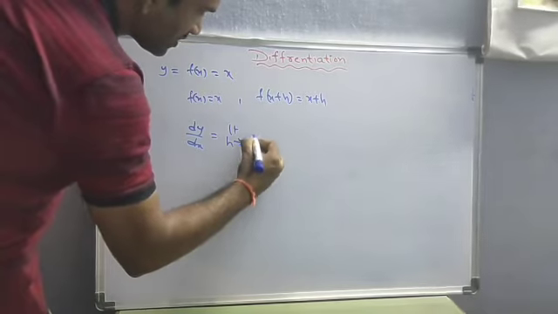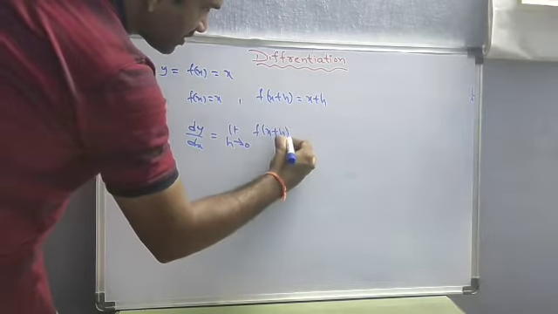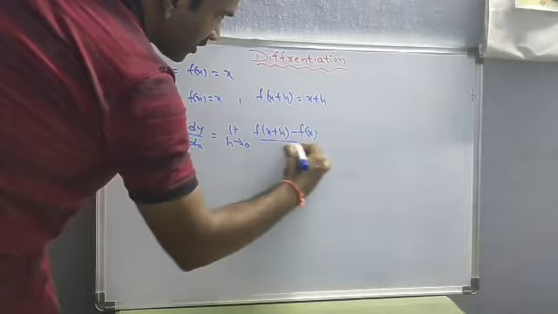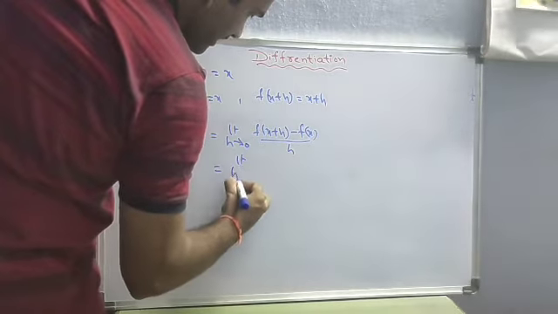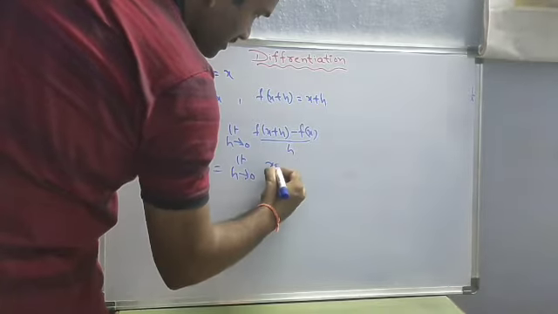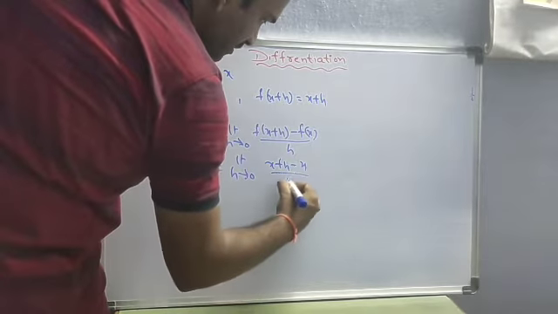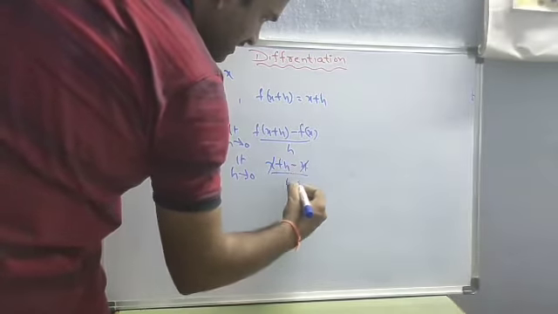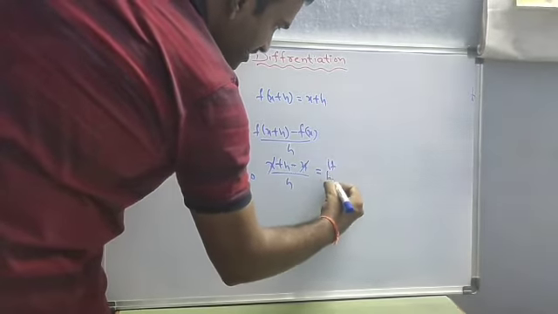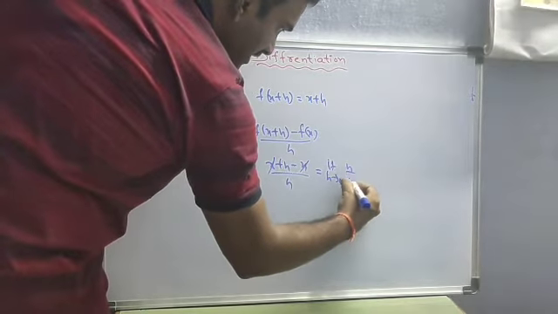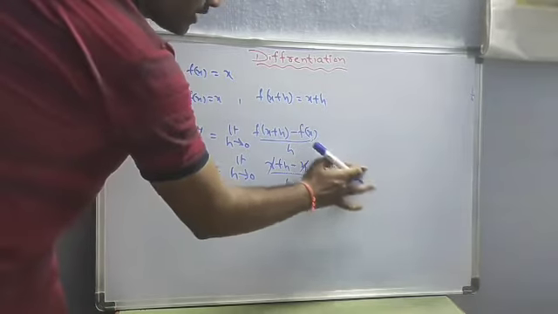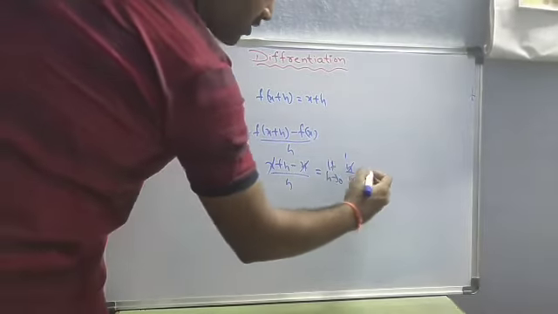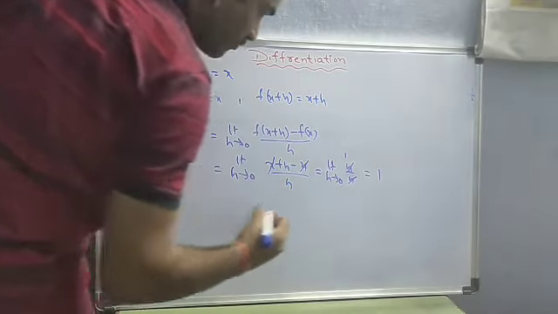Limit h tends to 0, f of x plus h minus f of x by h. So here what we are getting is limit h tends to 0, x plus h minus x by h. The x gets cancelled. Here limit h tends to 0, h by h, I am getting 1. So this value equals 1. Limit is not applicable for the constant, so 1.